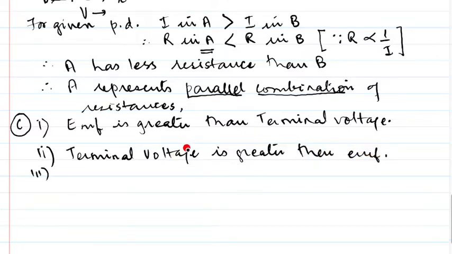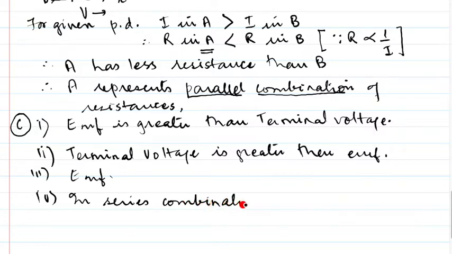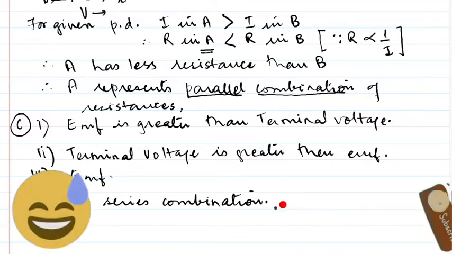Third one, state which of EMF and terminal voltage is the potential difference of the cell when connected in an open circuit. Now, in an open circuit, your EMF becomes the potential difference. So here it will be EMF as the answer. And the fourth one is state which combination of resistors will have the same value of electric current through each individual resistor, and that is going to be in series combination. In series combination, remember, the current remains the same in each resistance, but the PD is changing. So this finishes the written work.